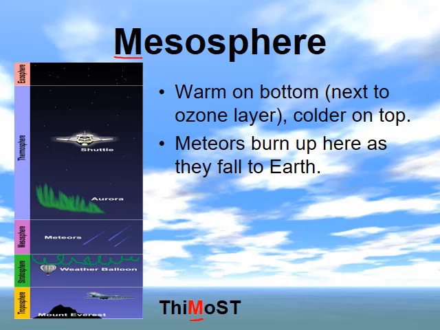In the mesosphere, meteors, there's another M, burn up here as they fall into Earth. So the reason why all this space debris like rocks and meteors and things like that don't end up on Earth is because as they come through the mesosphere, they burn up and disintegrate.